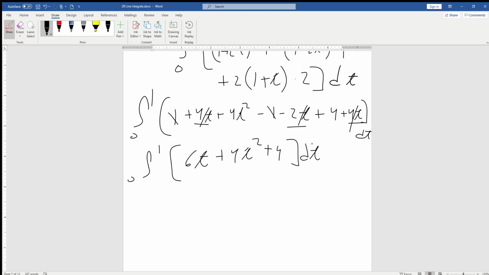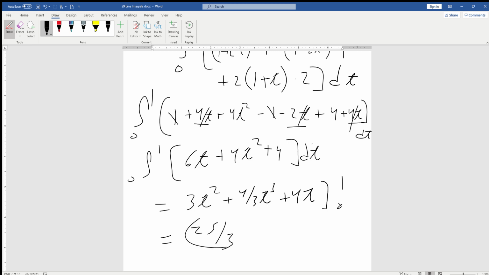So if we evaluate, that's going to give us 3t squared plus 4/3 t cubed plus 4t from 0 to 1. And if we compute that, we get 3 plus 4/3 plus 4, which is going to give us 25/3. Finally, we have one more to do.